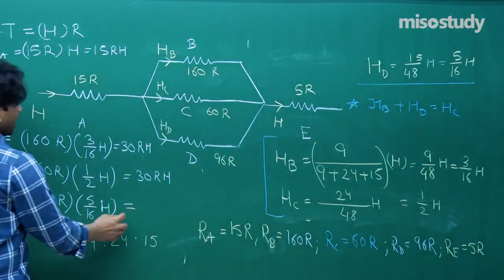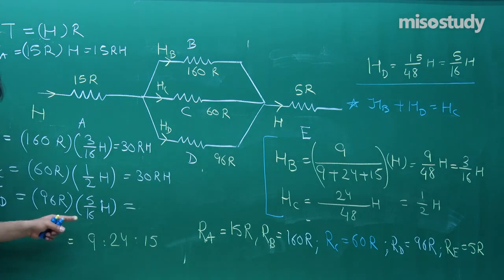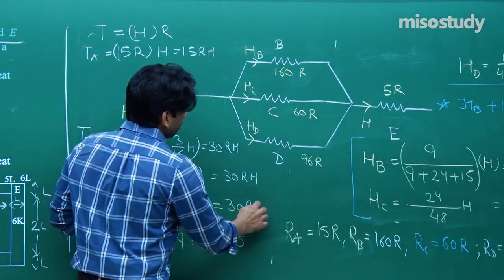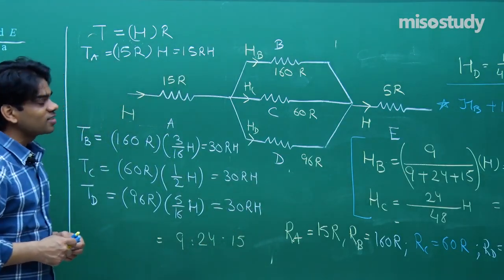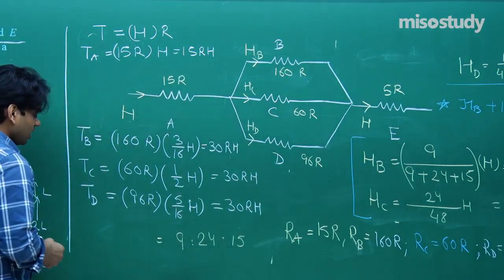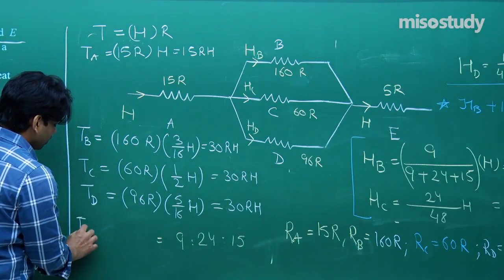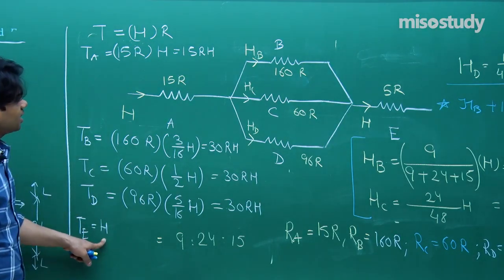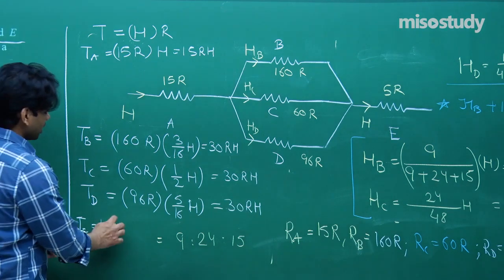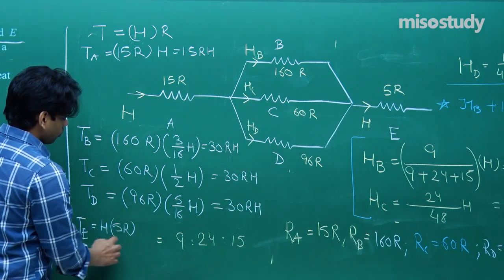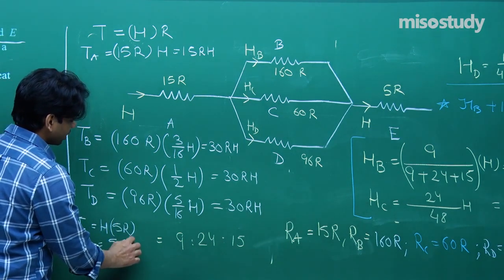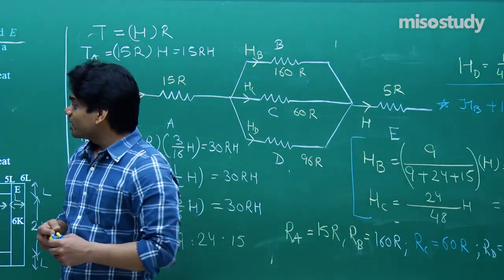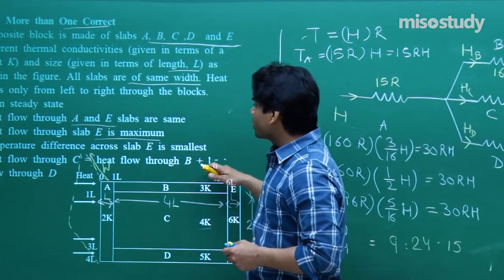Multiply, this you will get as 30RH. 6 times 6 by 30, 30RH you will be getting. For temperature difference across E, let me show you, the heat current is H multiplied with resistance, that is 5R. So 5RH you will be getting. 5RH is the temperature difference. So let's go ahead and check 5RH as the temperature difference.